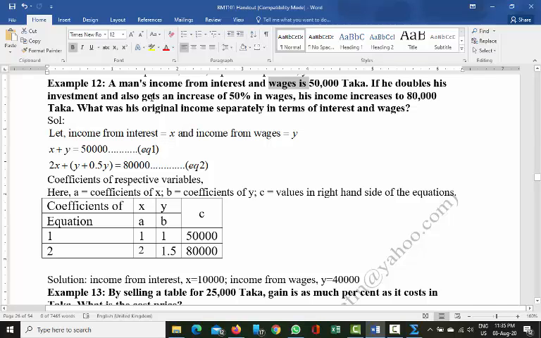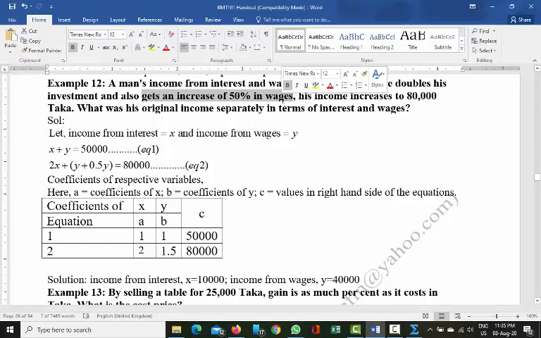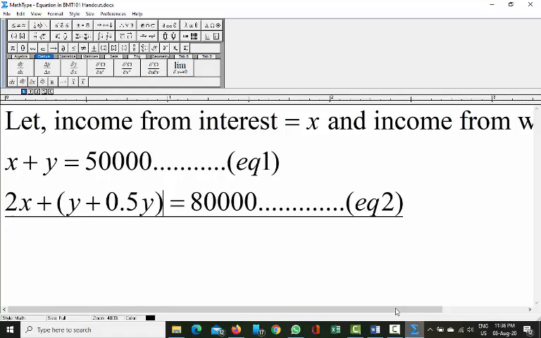So if he gets an increase of 50% in wages, 50% means 0.5. That means half. Half means 0.5. Now if he gets an increase, that means plus 0.5y. That means y plus 0.5y. That means we will have 1.5y.